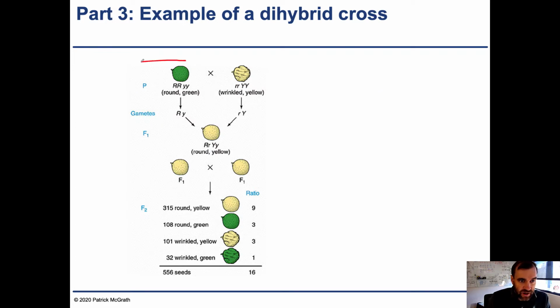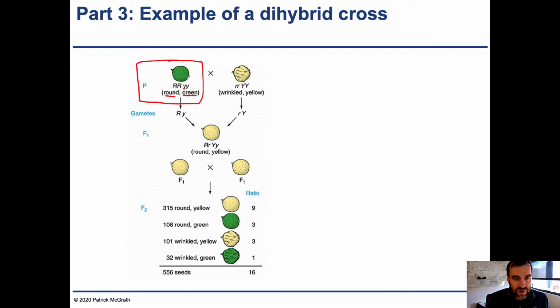Again, we start off with a pure breeding population. So we have a smooth green pea, and the genotype of this individual that we've figured out from previous work is big R, little y. The R controls the round versus wrinkled, and then the Y controls the green versus yellow. So this is homozygous for the dominant allele in the round and homozygous for the recessive allele in the Y. And we've crossed this to a pea plant that produces wrinkled yellow.